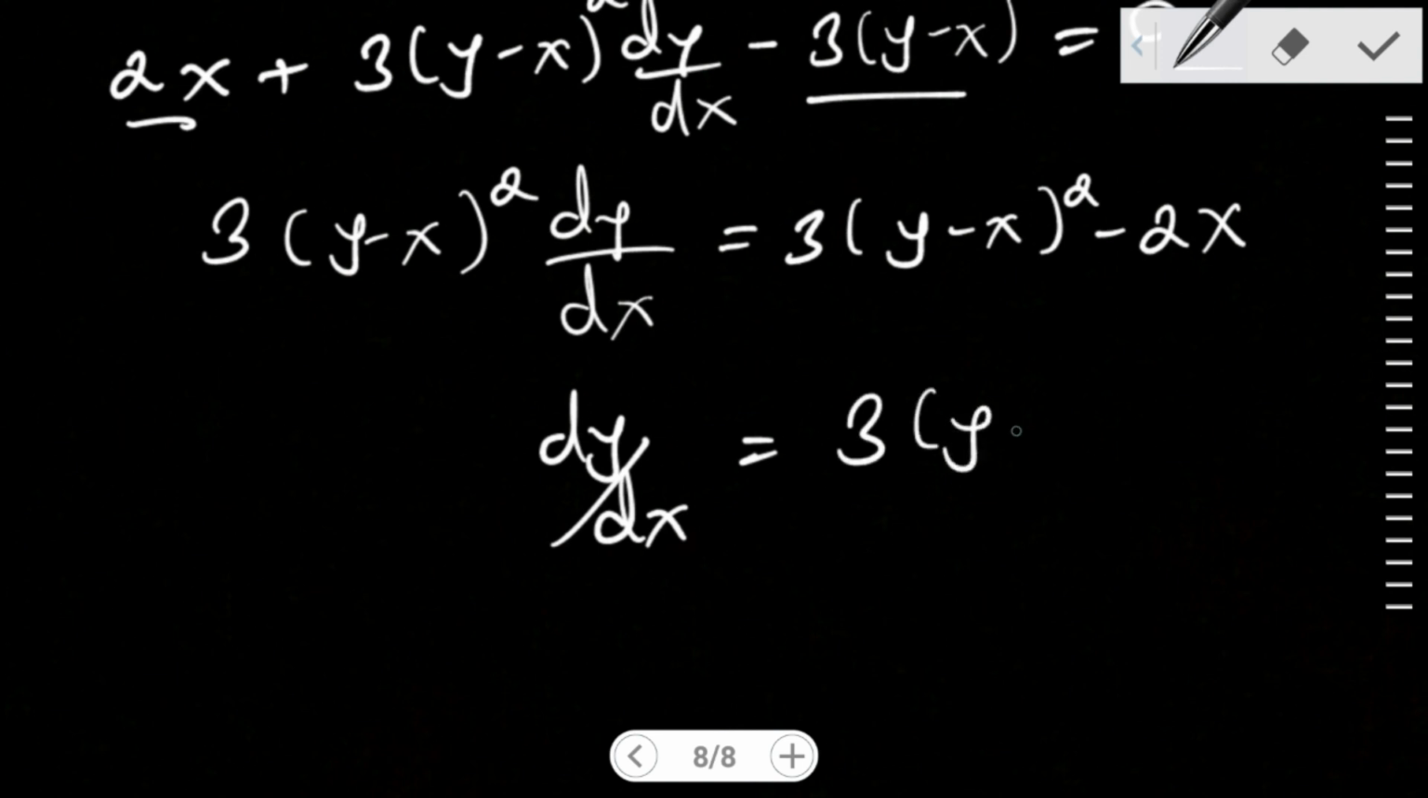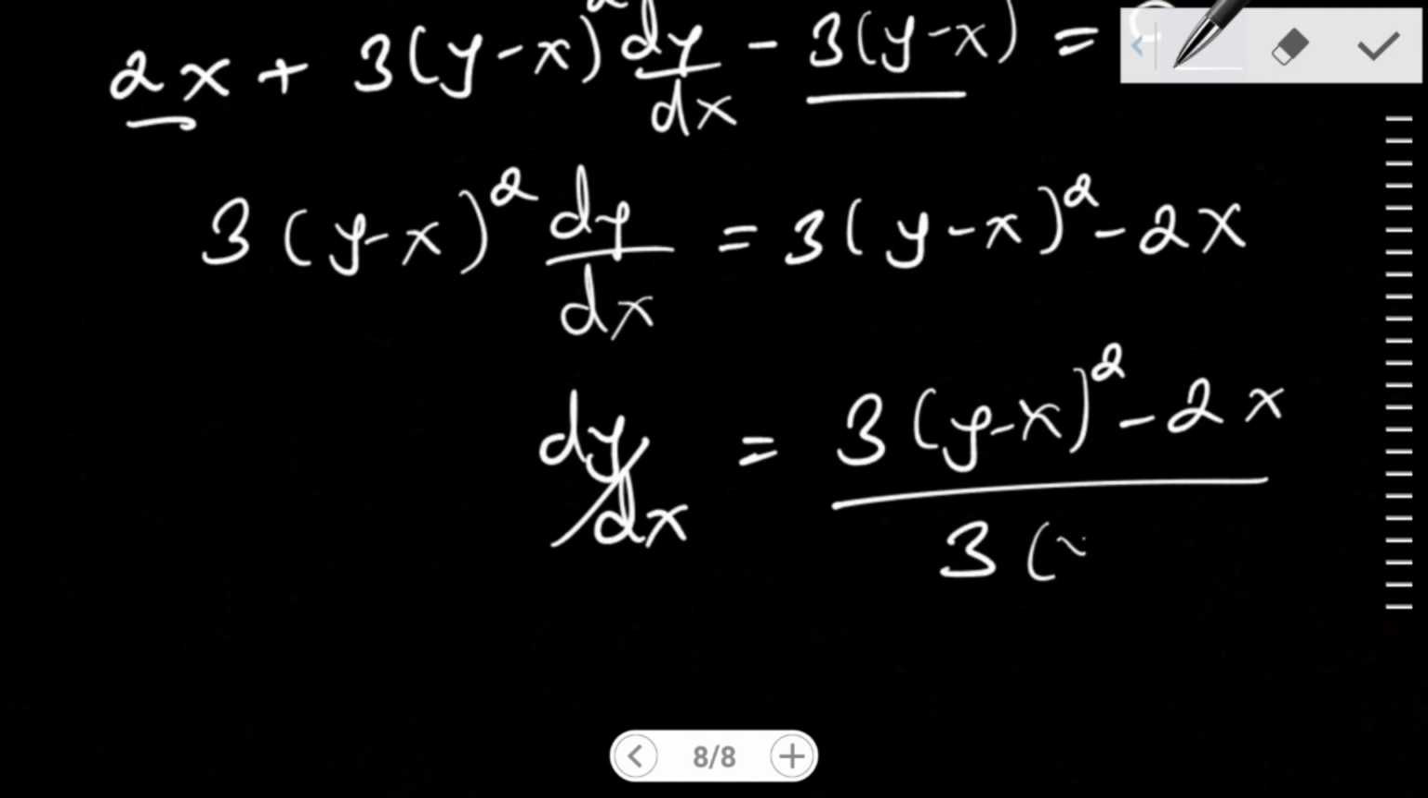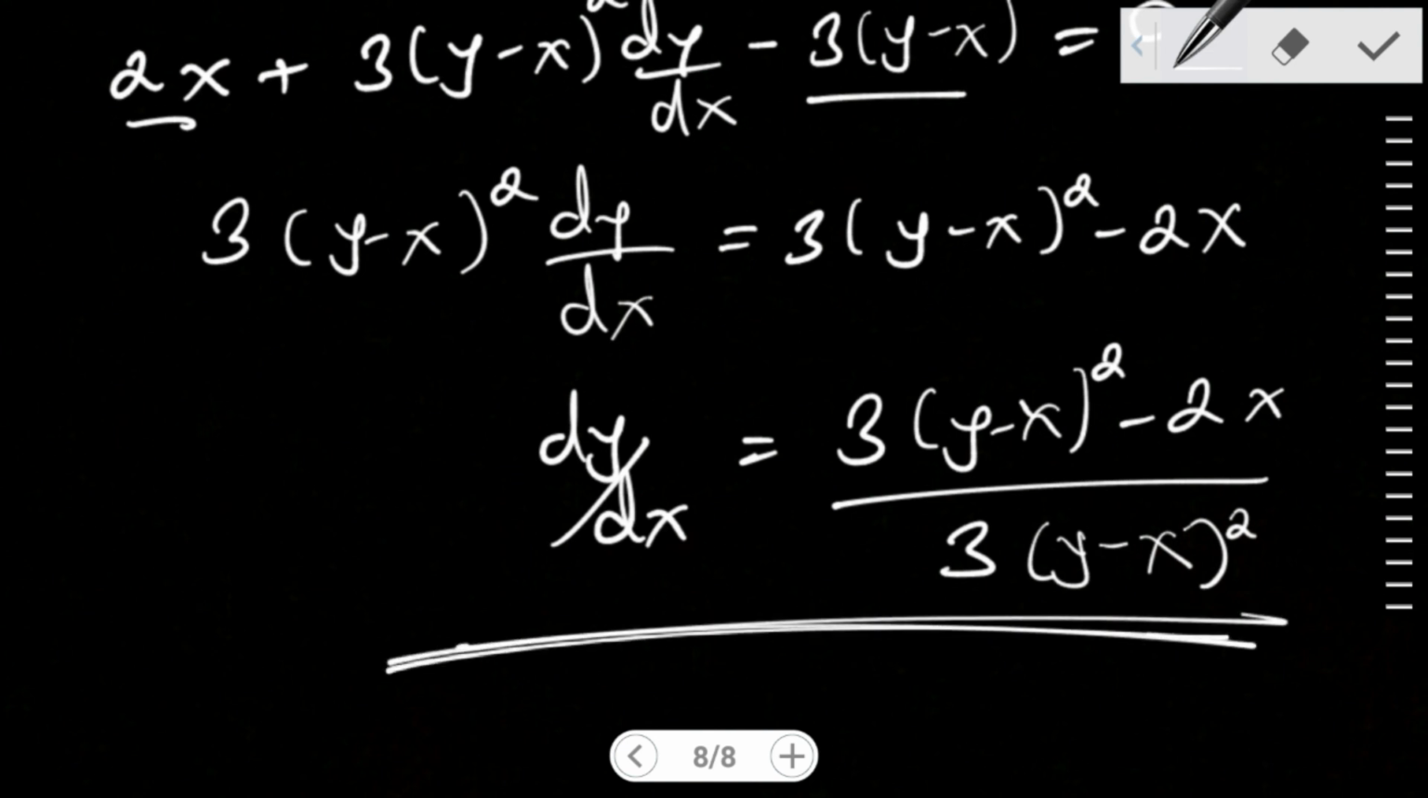So having done so, the next thing here is I'm going to say dy dx equals to 3 into y minus x, but this is going to be squared, minus 2x all over 3 into y minus x, but this is squared, and therefore this would be my derivative in this case.